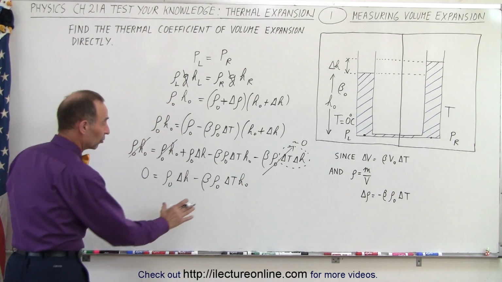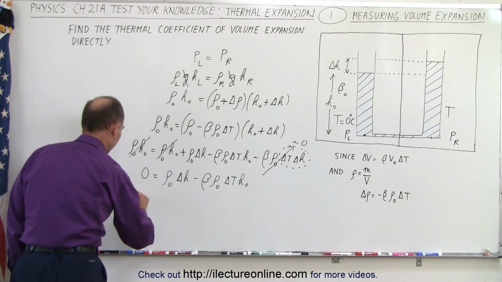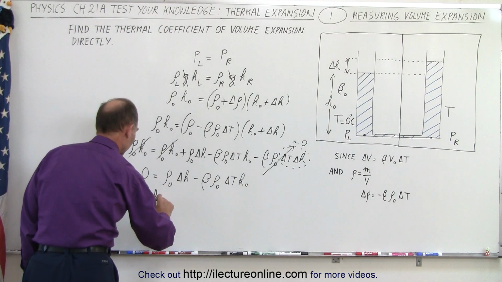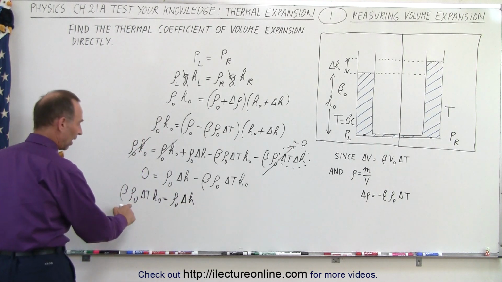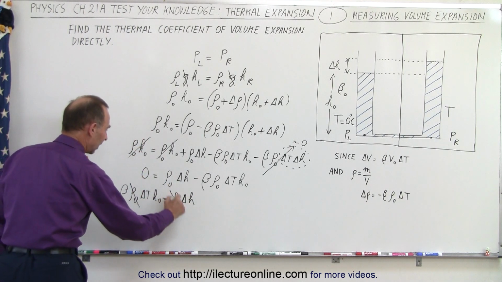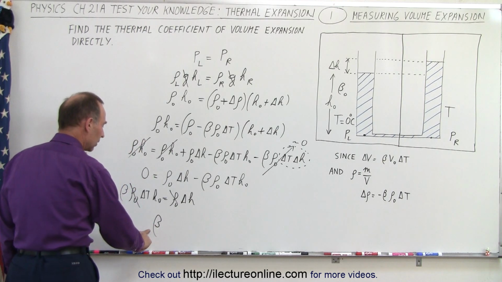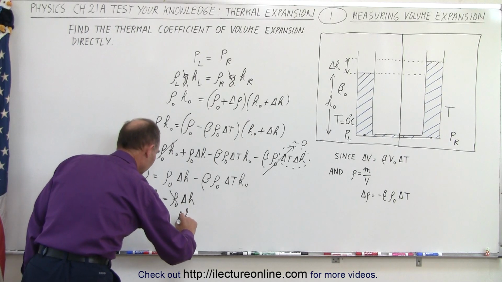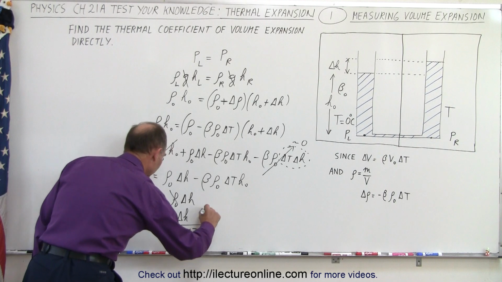Okay, now since I want to solve for this, I'm going to bring this over on this side. So I have beta times original density times delta t times original height equals original density times the change in the height. Now notice I have an original density on both sides, so that cancels out. And finally, the volume coefficient of heat expansion is going to be equal to the change in the height divided by the original height times the change in the temperature.